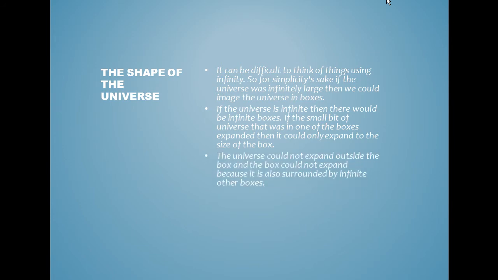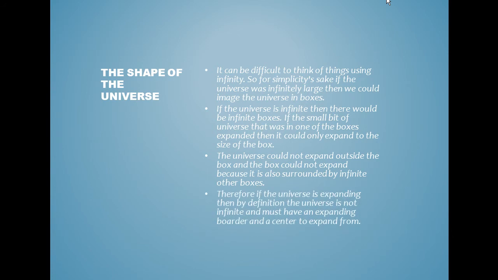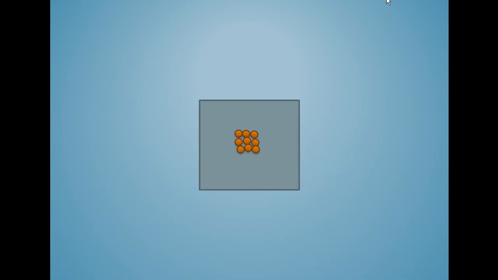So the universe could not expand outside the box, and the box could not expand because the box is surrounded by infinite other boxes. Therefore, if we have an infinitely big universe, the universe cannot expand any larger because it is already infinitely big. So, therefore, if the universe is expanding, then by definition the universe is not infinite and must have an expanding border and a center to expand outwards from. Okay, so this is just a diagram to make sense of it. Here's a little part of the universe.